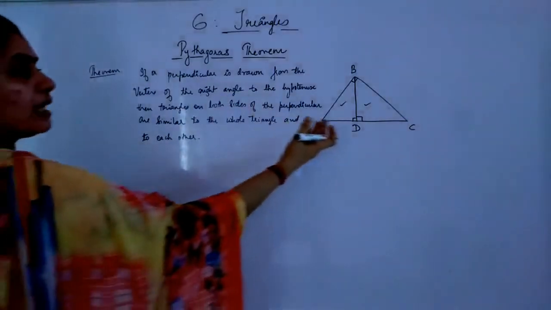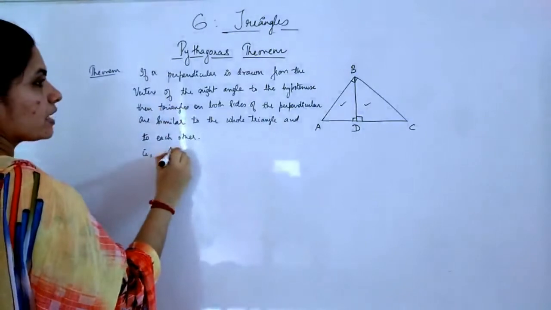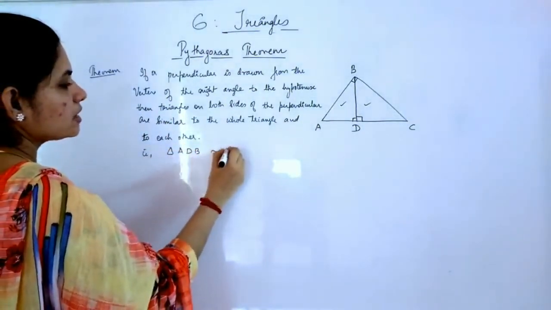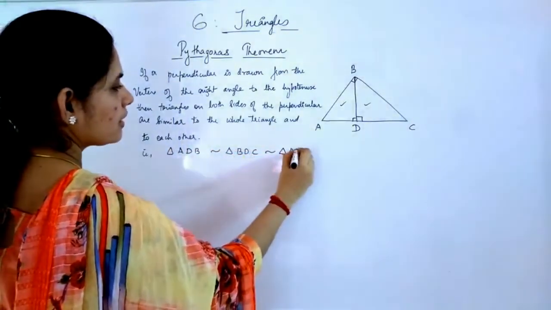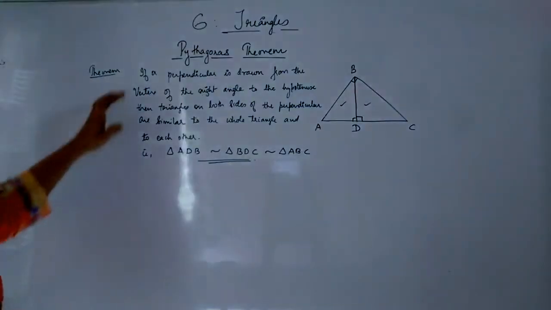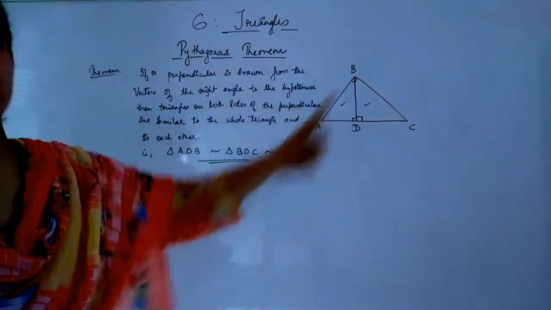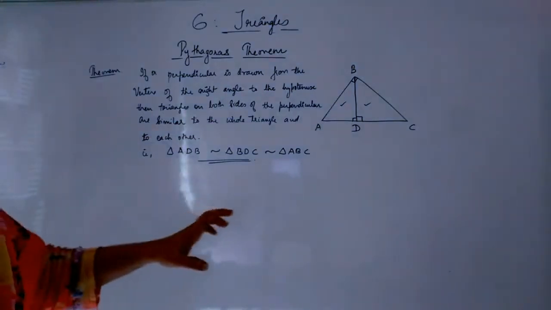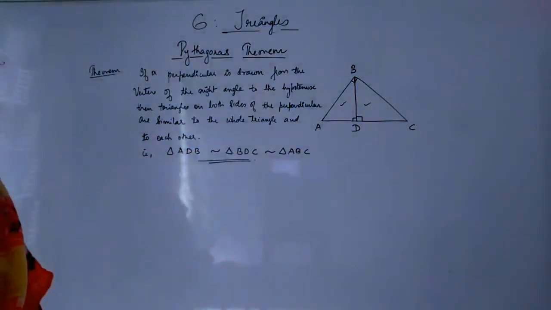In mathematical form, the theorem means triangle ADB is similar to triangle BDC is similar to triangle ABC. This is what the theorem says: if you have drawn a perpendicular to the hypotenuse from the vertex of the right angle, then all three triangles, that is these two triangles and the whole right angle triangle, will be similar to each other.